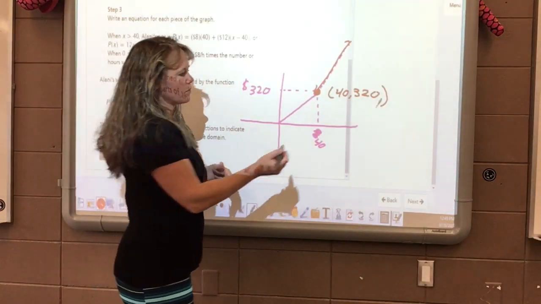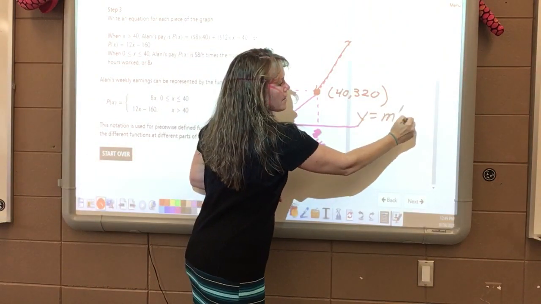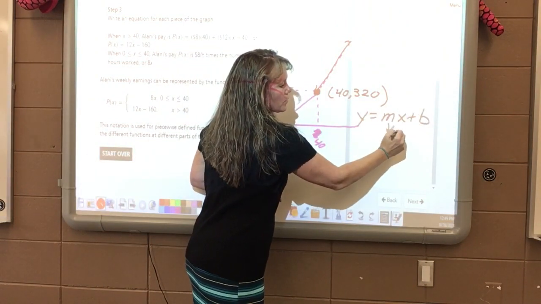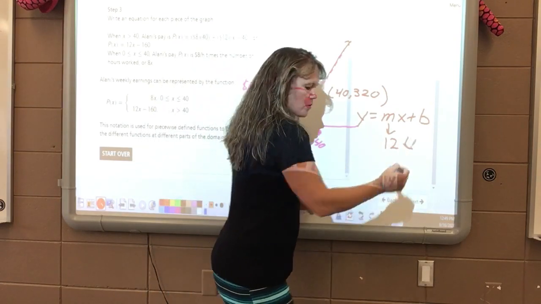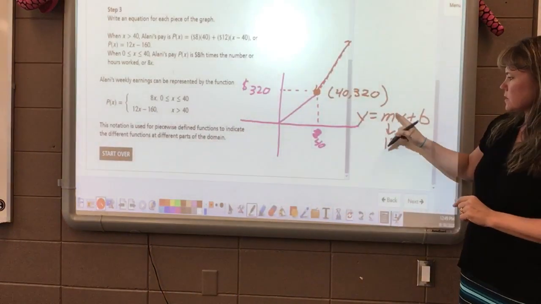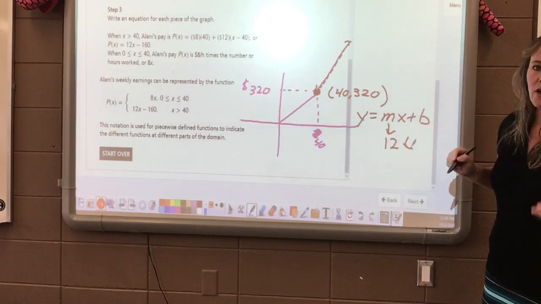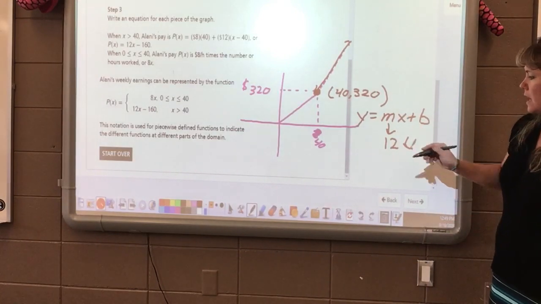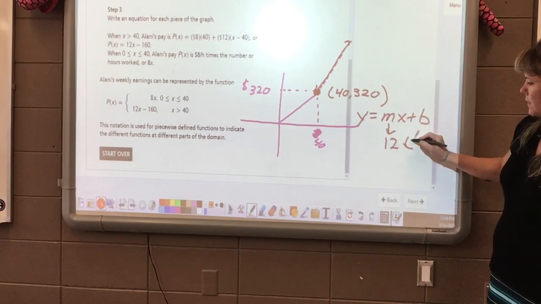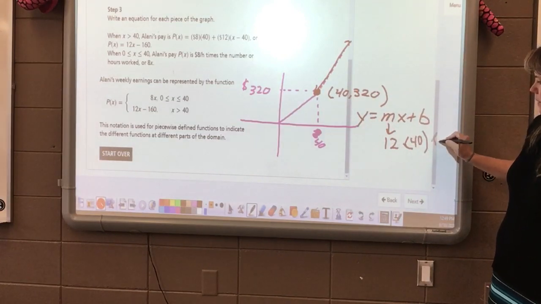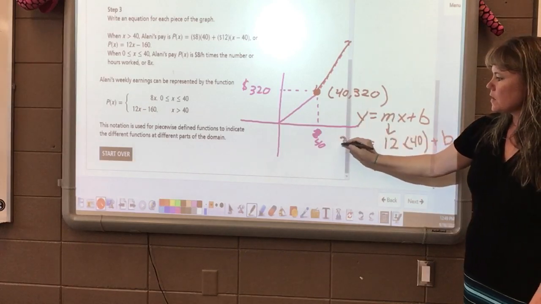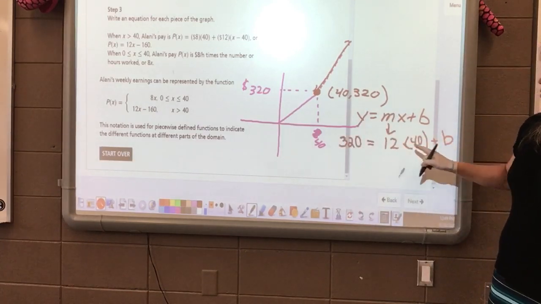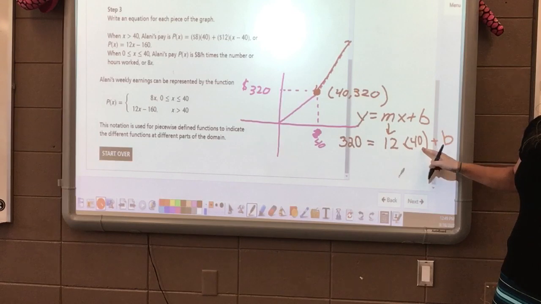And then y equals mx plus b, we know the m is 12. We know our x value, we're just going to borrow that point for just a minute to solve for b. This is how I would do it. There's other ways. The x value I have here was 40, plus b is what I need to solve for, and it equals 320. So 12 times 40, what's that?